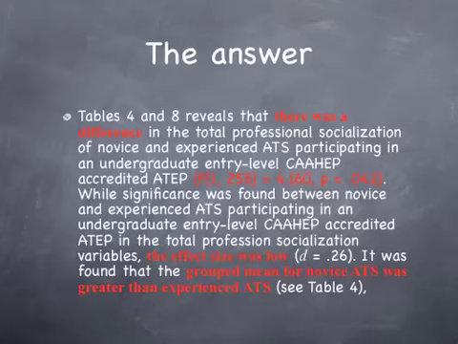Tables 4 and 8, which I showed just a little while ago, revealed that there was a difference. So yes, there was a difference in the total professional socialization of novice and experienced athletic training students participating in an undergraduate entry-level CAATE accredited athletic training education program. Now what I have in red text there is the F value from that table 8 that I showed earlier, saying that there was a difference.